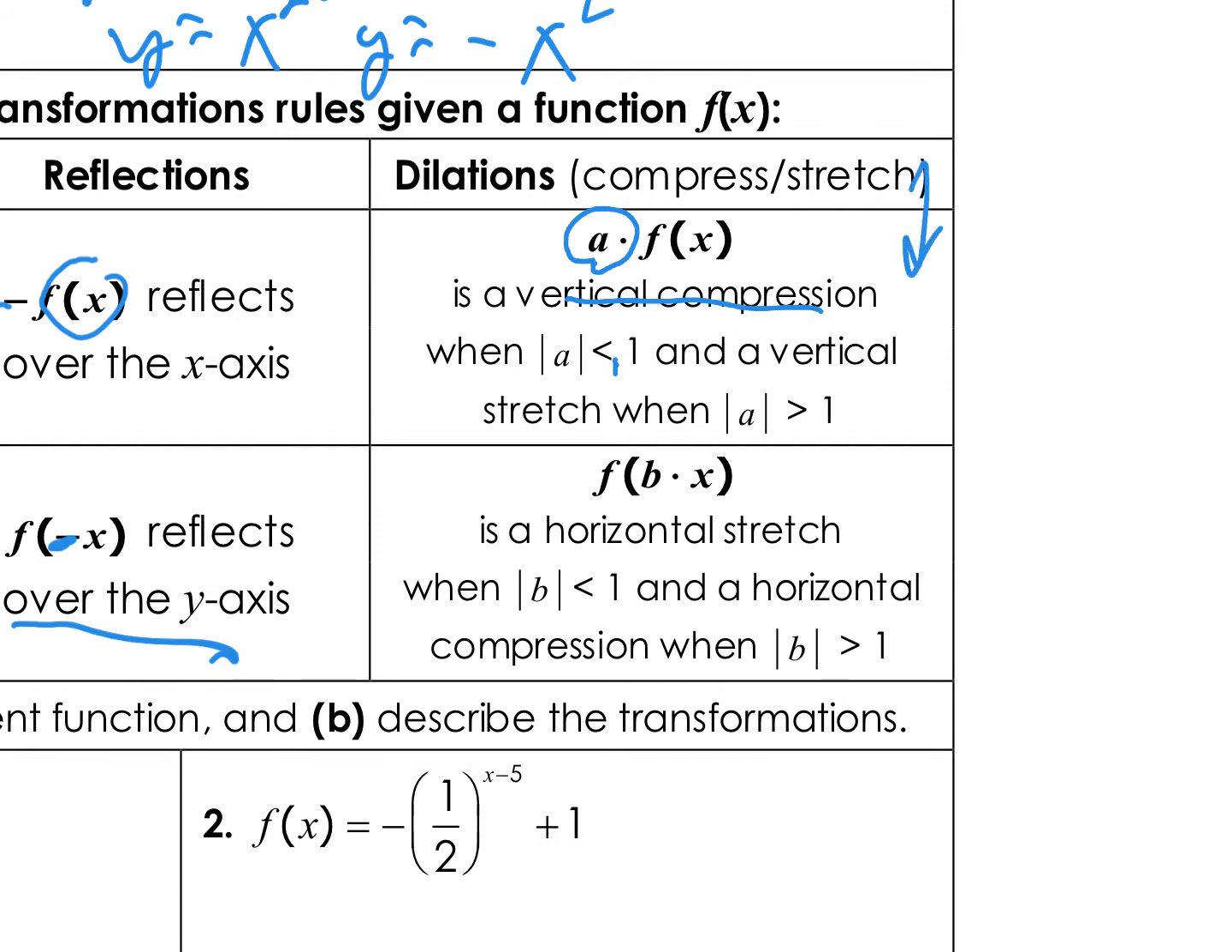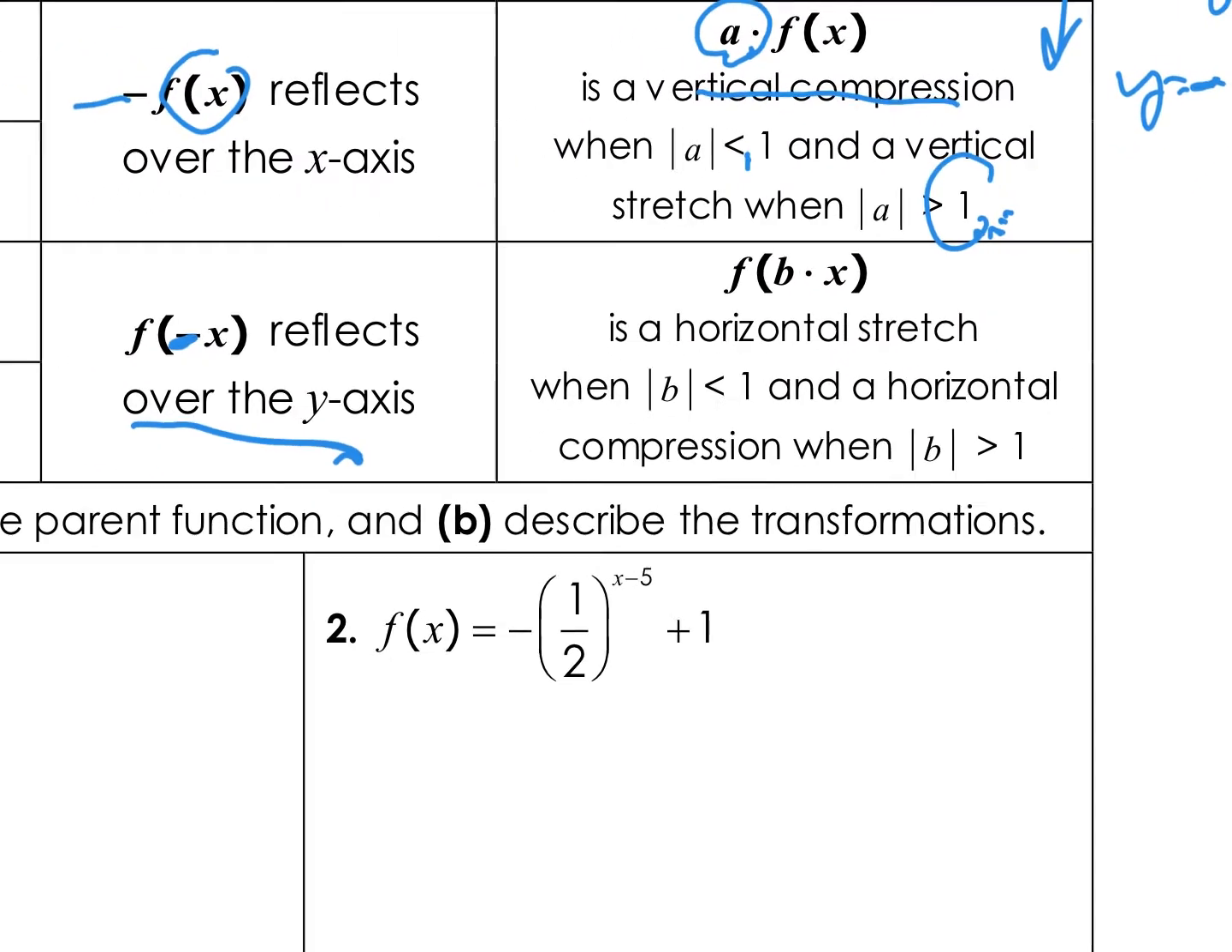We've had that before when the number was less than 1, like y equals 2/3 x squared. Even if it was y equals negative 2/3 x squared, it becomes fat and wide. And if the number is greater than 1, it doesn't matter that it was negative, it just meant it flipped it upside down. It's going to be a vertical stretch. So we'll talk about those.